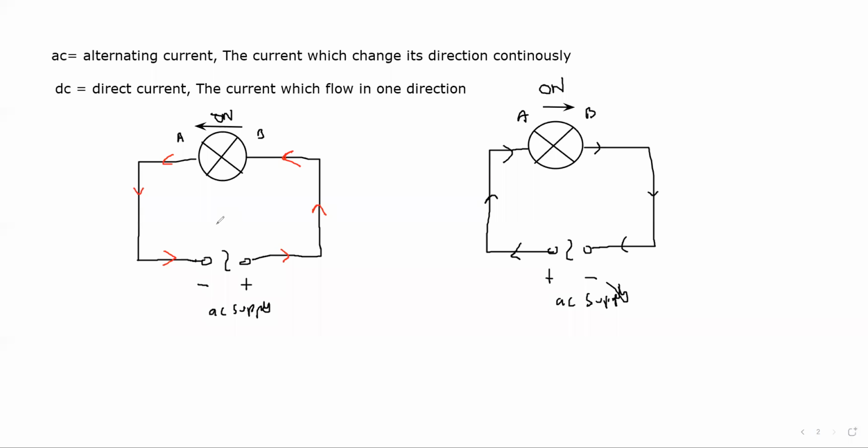How can we use a diode to convert this AC to DC? For example, if I connect a diode here, at any point before or after the lamp, what will be the state of the lamp? Will it be on or will it be off?